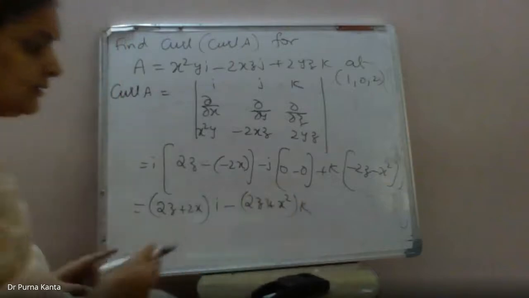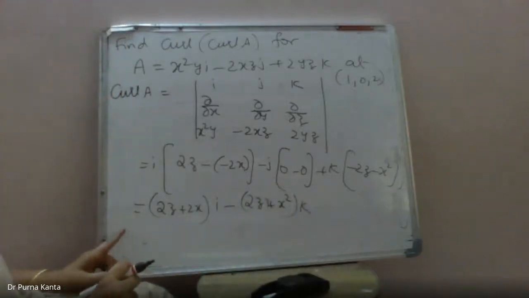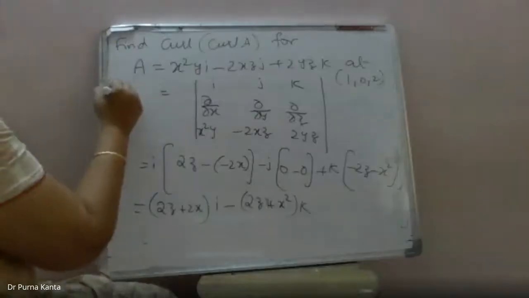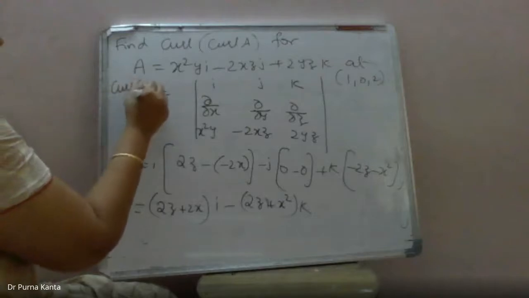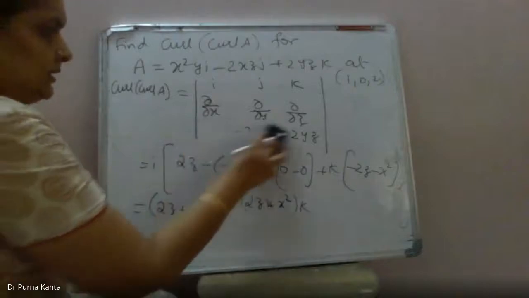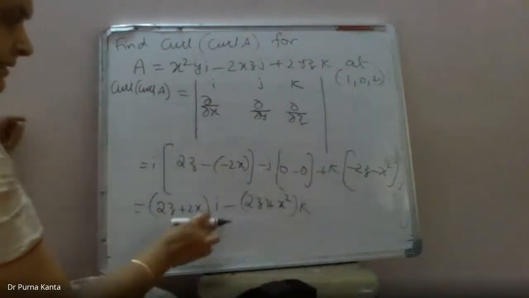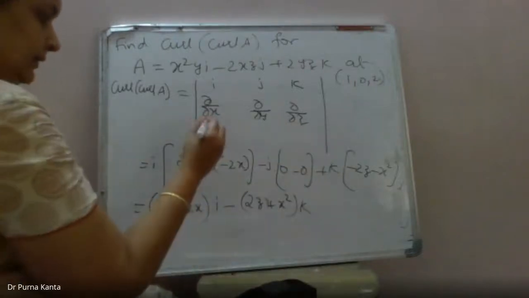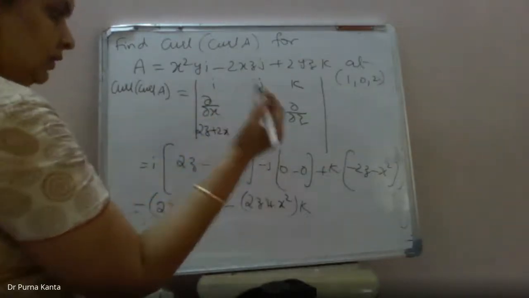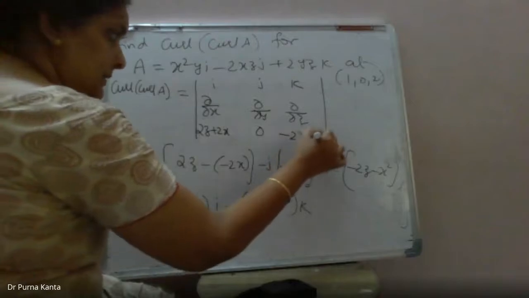Okay. Did you get this vector for the first curl? Check your answer. Yes, ma'am. Right. Now we go with curl of curl A. So I'll change these vector components here. For this, again you have to calculate curl. So 2z plus 2x here, j component is 0, k component is minus 2z minus x square.